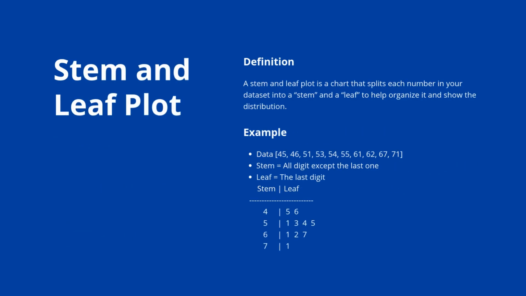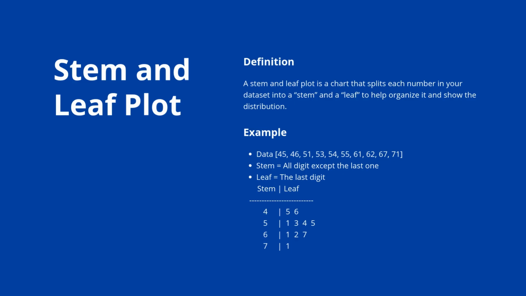Now let's see stem and leaf plot. A stem and leaf plot is a simple chart that splits numbers into two parts, a stem and a leaf. It helps you to see how data is spread out just like a histogram, but you still get to see actual values. Now let's see the example. The stem is all the digits except the last one, and the leaf is the last digit. Suppose you have taken a number like 45, the 4 becomes the stem and 5 becomes the leaf. Now take another number like 46, then 4 is the stem and 6 becomes the leaf.